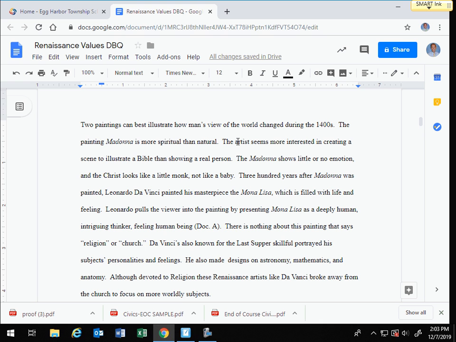The artist seems more interested in creating a scene to illustrate a Bible than showing a real person. Not a bad sentence. And I think we get this from our outline that we did.